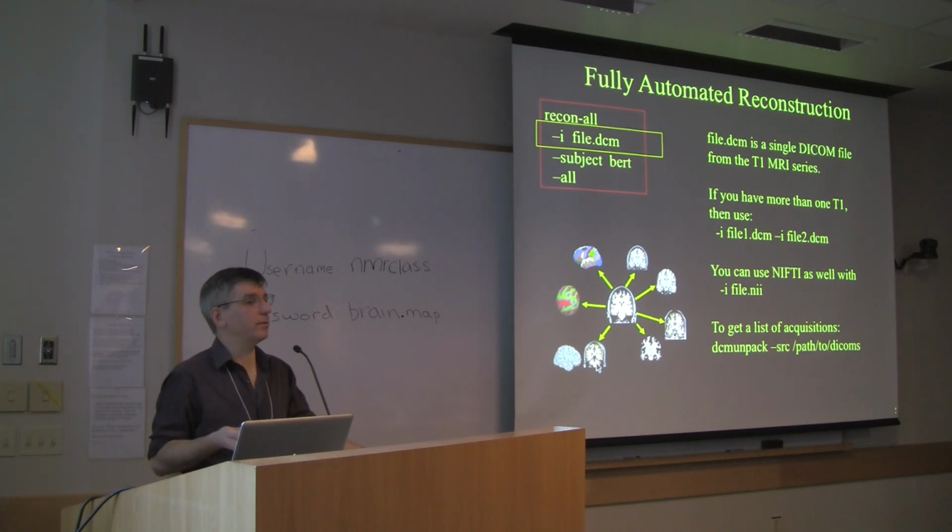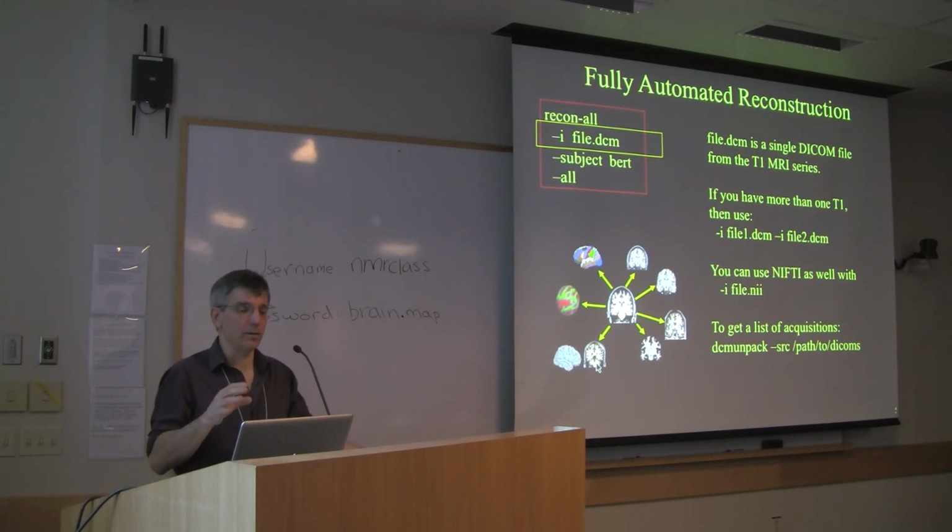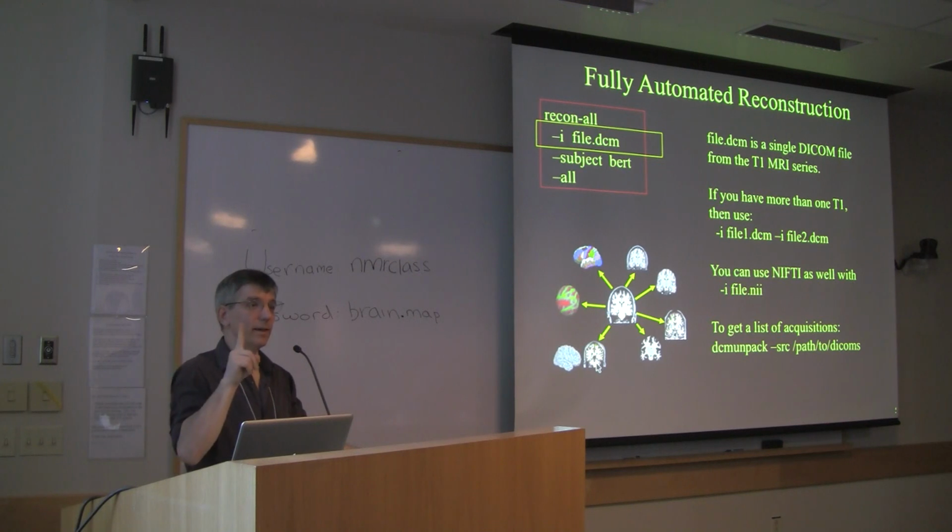And so if you collect, say, a T1 weighted image, it's probably going to have something like 180 different files that are associated with that image. So if you have 180 different slices, it'll have 180 different files. And so all of those files collectively are called a series. And so when you run ReconAll, you just need to get one of those files from that series, and it will find the other 179 of them. And it will take that information and use that as input to ReconAll.